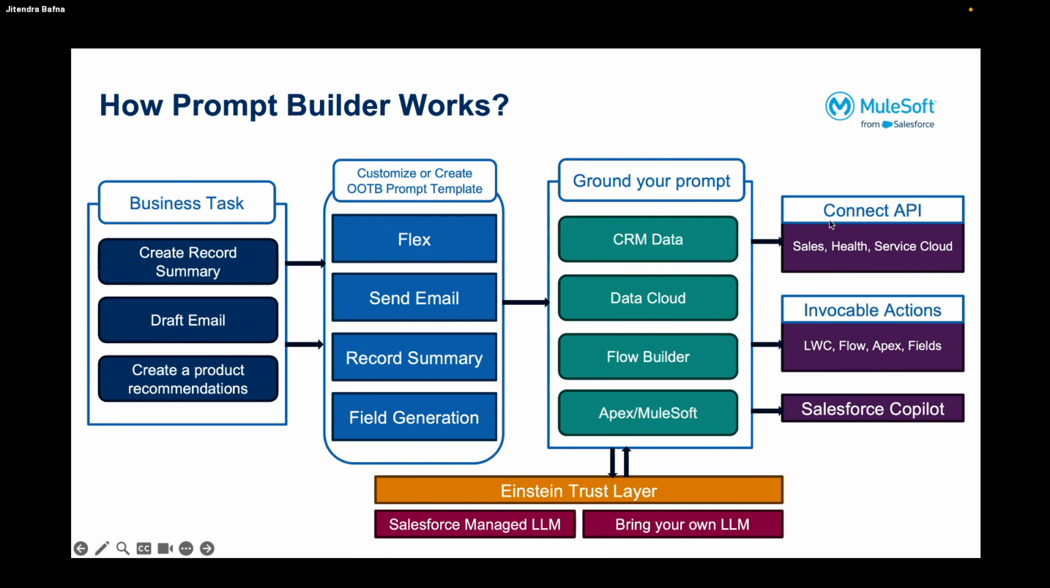And it can be invoked by your Connect APIs like Salesforce Health and Service Cloud. Then it can be invoked by your invocable action, Lightning Web Component, Flow, Apex, and the field, or even by the Salesforce Copilot. And it is completely trusted by the Einstein Trust Layer. You can either use the Salesforce managed LLM, or you can bring your own LLM. That is also possible, and your LLM is also secured by the Trust Layer. So it doesn't matter whether it's your LLM or a Salesforce managed LLM, everything has to go through this Trust Layer before your prompt goes to the LLM.